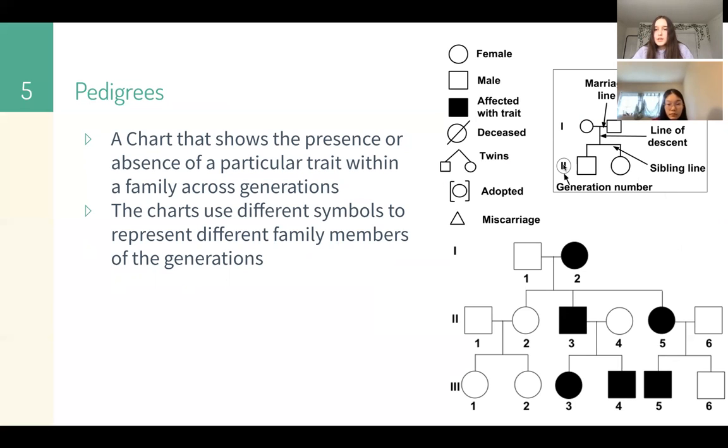And so in this top square, you can see when there's a horizontal line going through, that represents the marriage line. And then the line going down from that horizontal line is the line of descent. And the other horizontal line that also has a line coming down, so not just going to them, but coming down separately, that means that they're siblings, so that's the sibling line. And then these are Roman numerals on the side that represent the generation number.